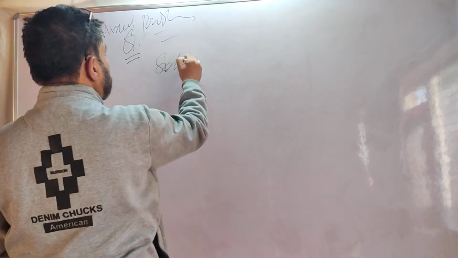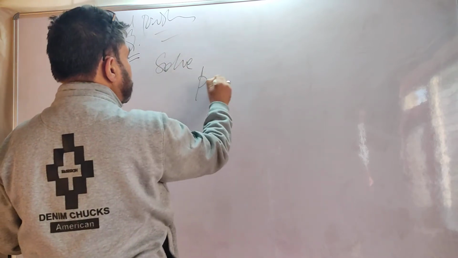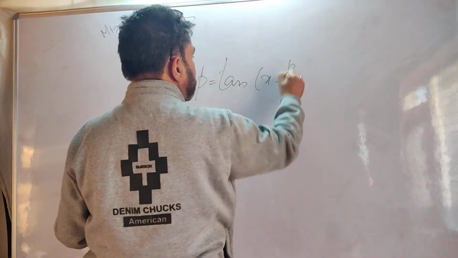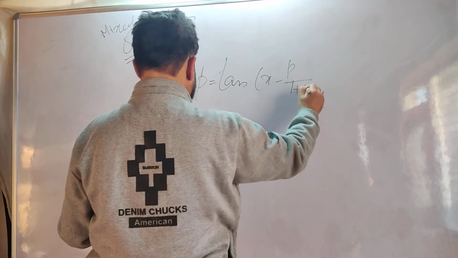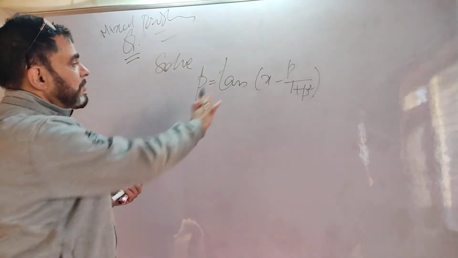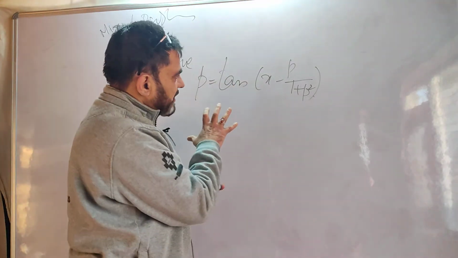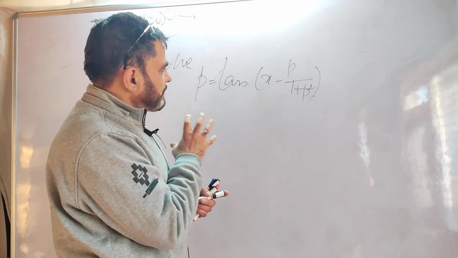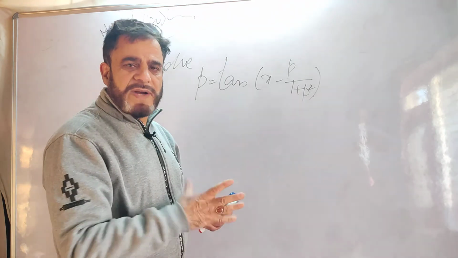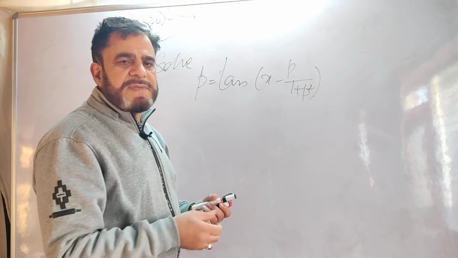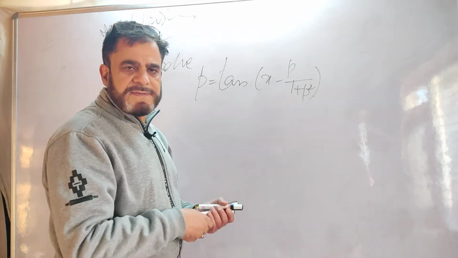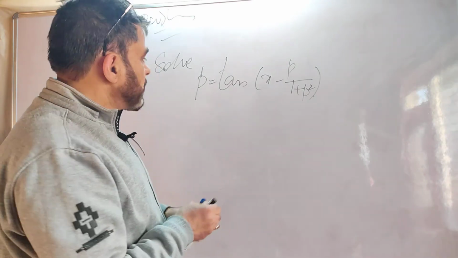Solve the differential equation: P is equal to tan of X minus P by 1 plus P square. This is the question. First you look at this question. When you just look at this, you find that here Y is missing. Number 2, this can be written as function of X. Y missing. How do you proceed?